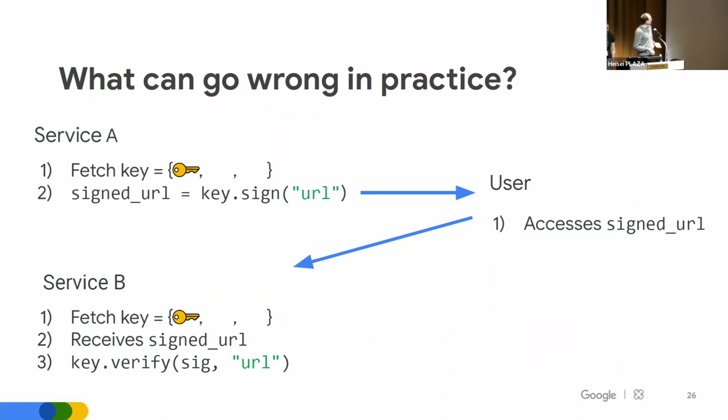So what can go wrong with this? Here's a very simple example: we have two services. One is used to sign some URLs, which are then given to the user. Then the user accesses this signed URL and another service verifies it. If both services have the key set in the same state, everything goes fine. But let's assume service A now rotates the key and makes it active. Then verification would fail if the other service doesn't have the key set in the same state.